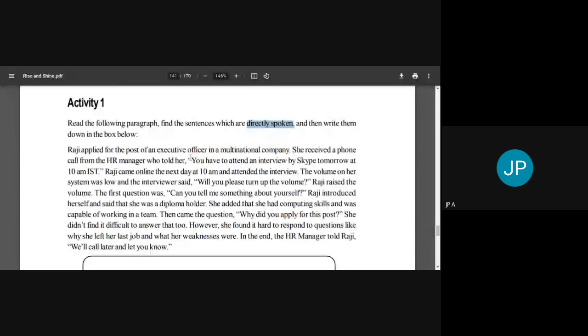Okay, so how do we identify those directly spoken sentences? By looking at the inverted commas. So this is direct speech. This is directly spoken. This also is directly spoken. This is directly spoken. This is directly spoken. It is easy to identify those sentences because all of them will be within inverted commas. So that is called direct speech.